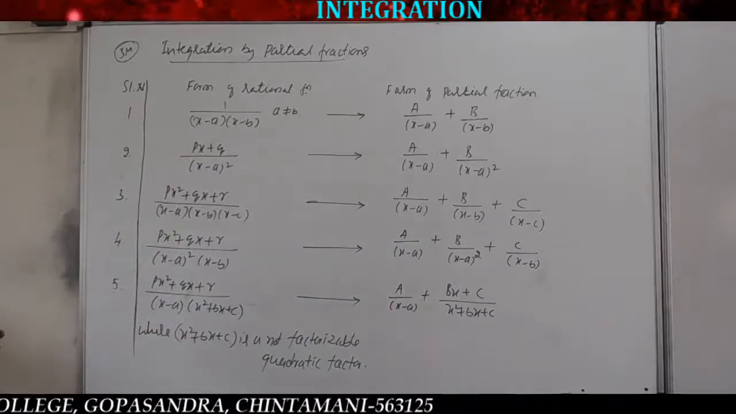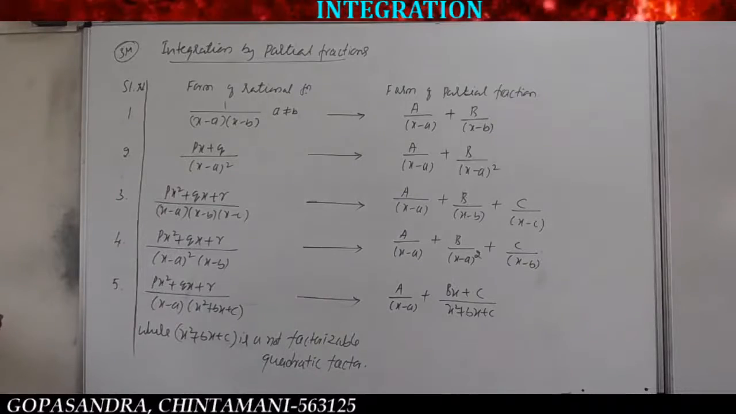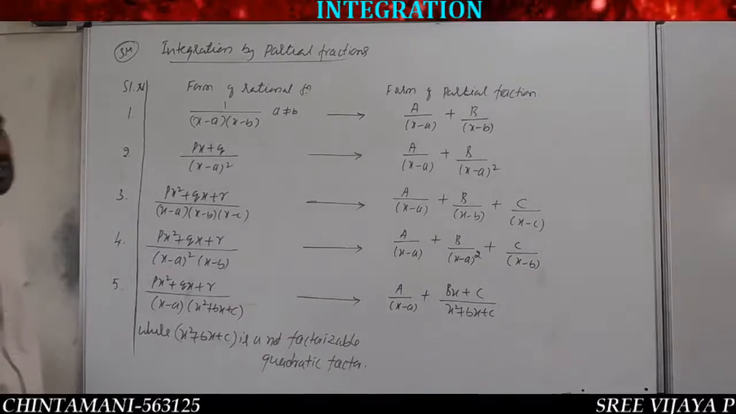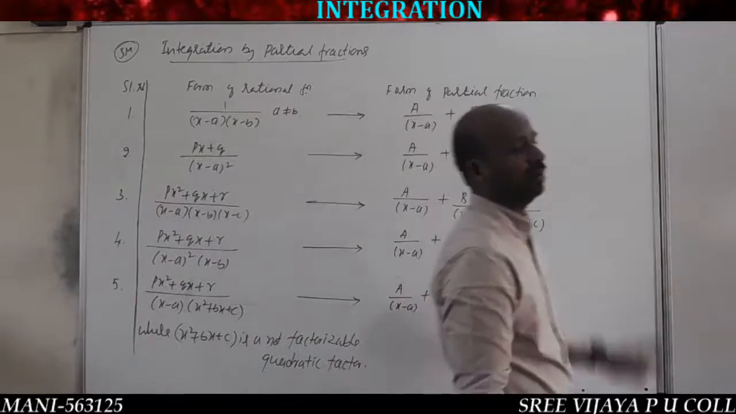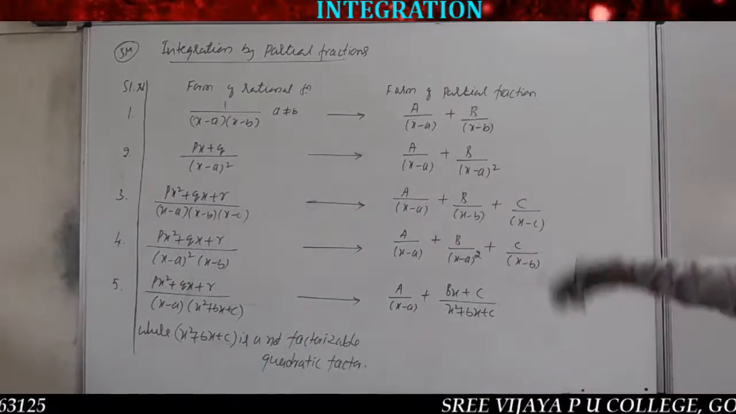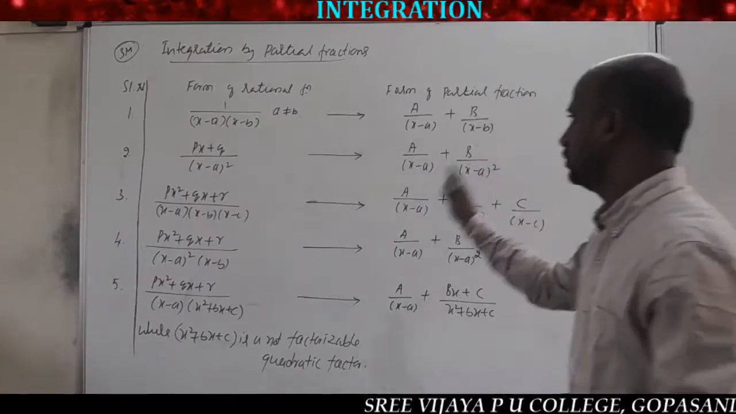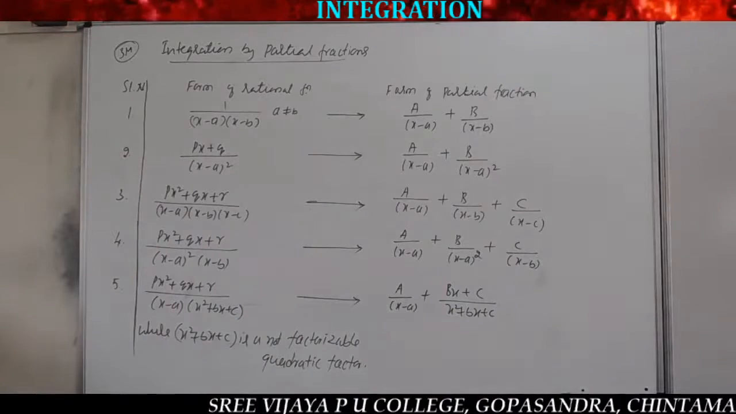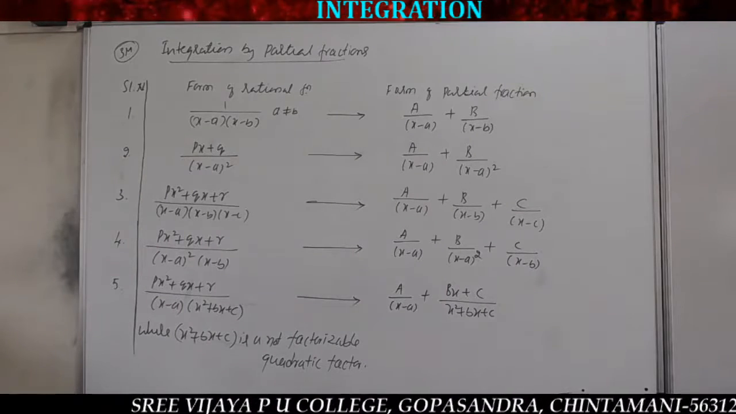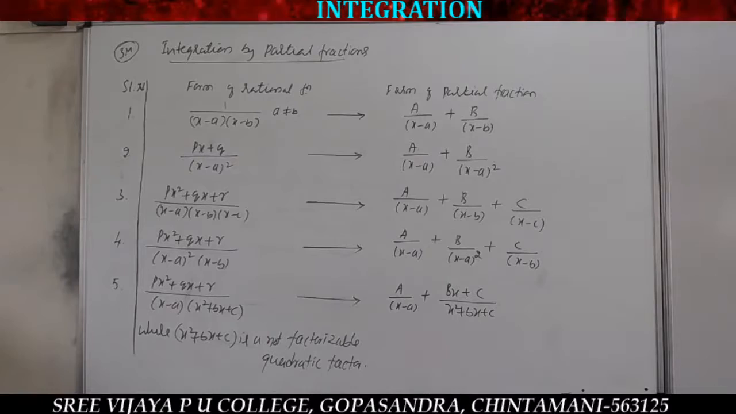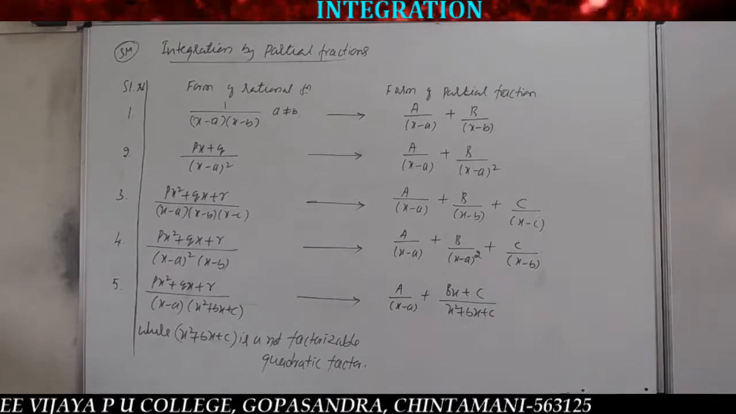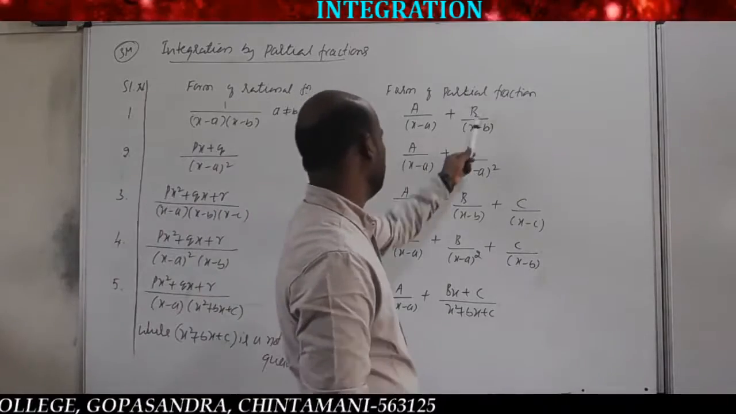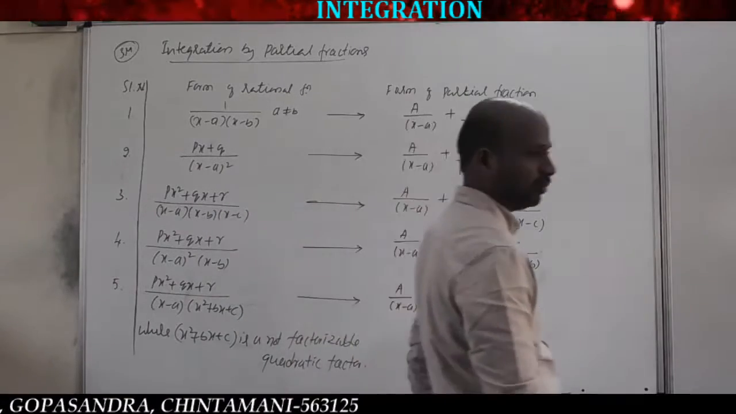So while solving proper and improper rational functions, we have to follow this method of resolving into partial fractions. I request all of the students to copy this one. Okay. Here in the RHS, the constants we have taken, A, B, C, D, we have to find all of them.